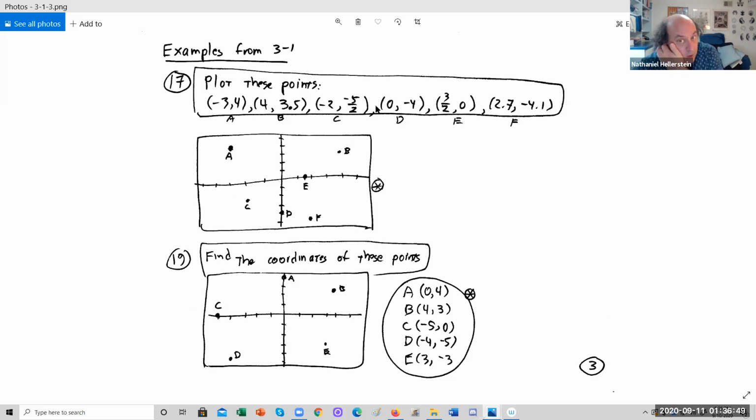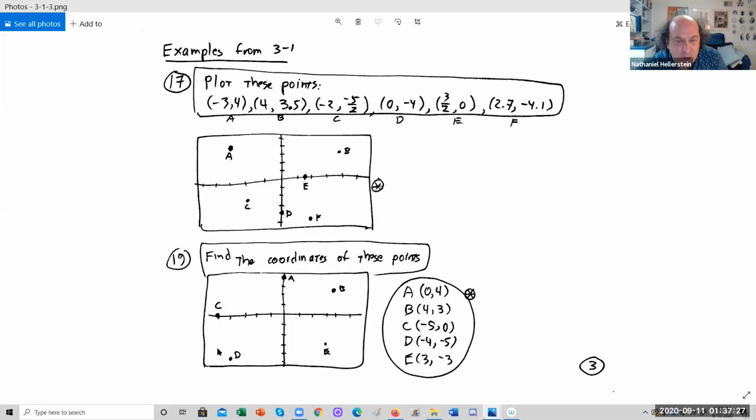(0, 4). 0 means that its x is 0, so it must be on the y-axis. (0, -4), you go down 1, 2, 3, 4, and here is that point. Point E is (3/2, 0), so it's 1 and a half, 3 halves over, and on the x-axis here. And finally, (2.7, -4.1) is over 1, 2.7 roughly here, and now -4.1 roughly about here. I think my drawing was a little inaccurate, but there that is.